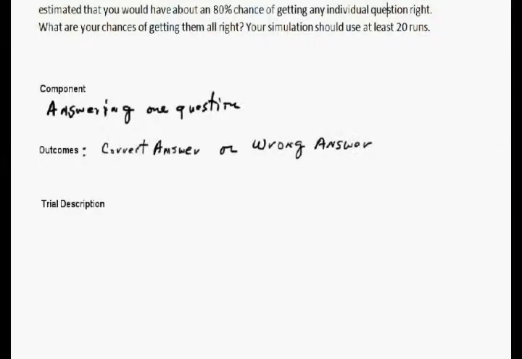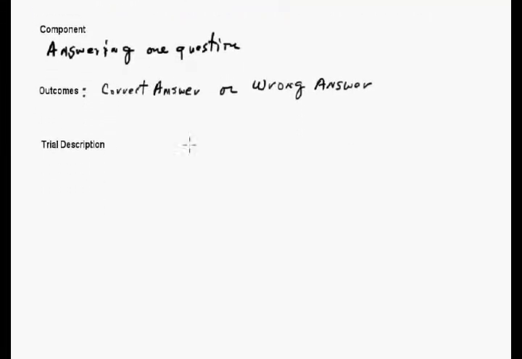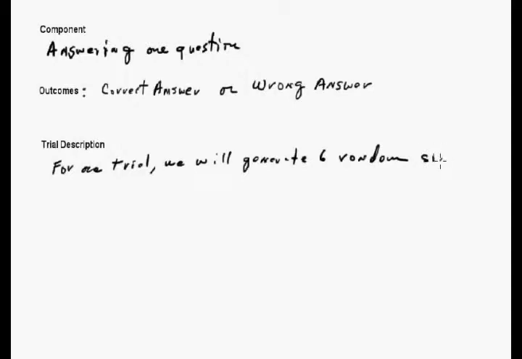All right, so now we're gonna do that 6 times. So for one trial, we will generate 6 random single digit numbers. Okay, so now let me just stop there for a second.